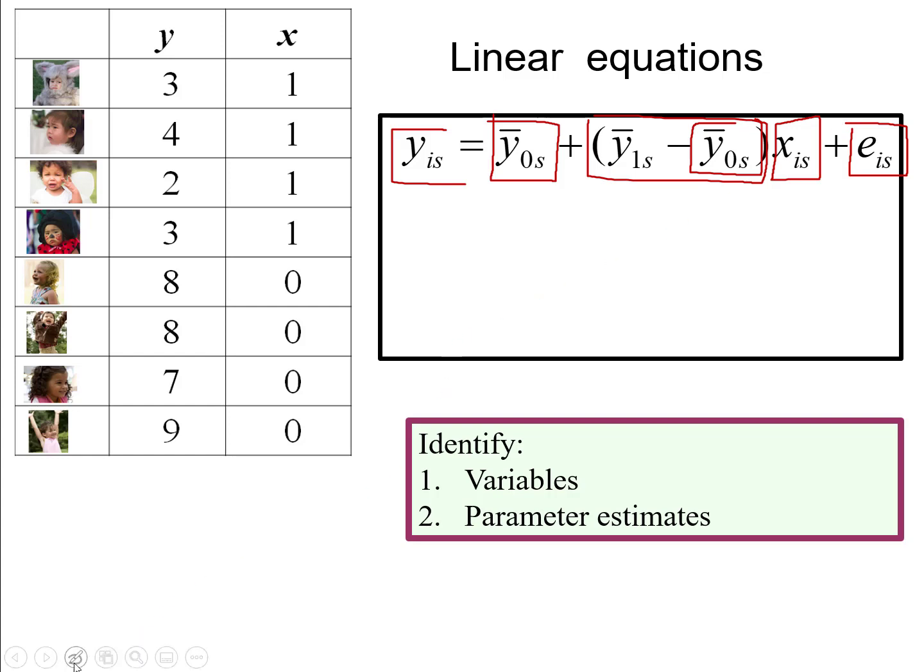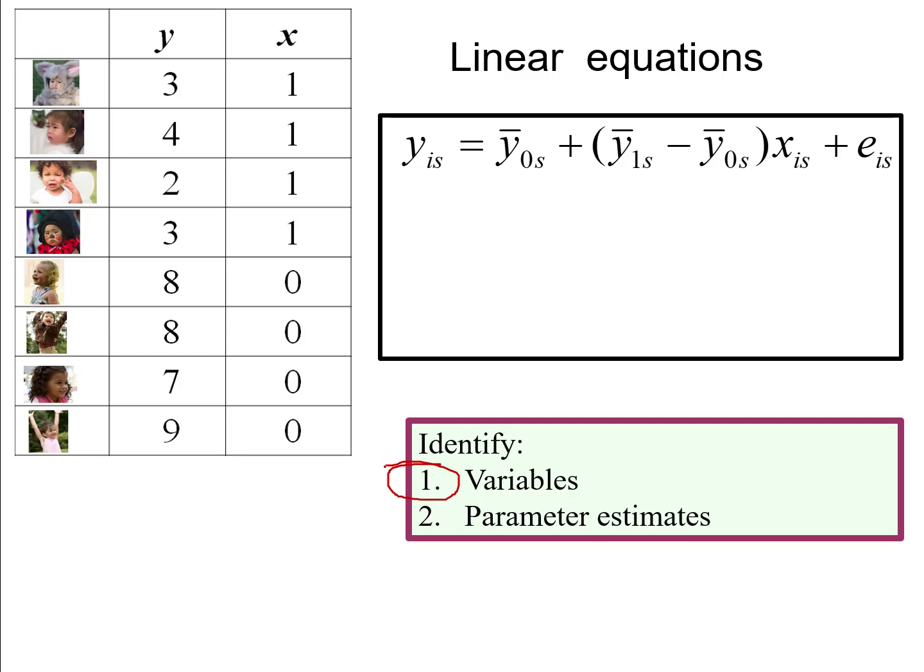Now with that equation, see if you can identify what components of that equation are variables and what components are parameter estimates. So what are variables and what are parameter estimates? A variable is anything that can potentially vary across persons, and every variable will have the subscript is. There will be an i in the subscript to indicate it pertains to an individual and that different individuals can have different values. So y_is, scores on y, that's one variable.